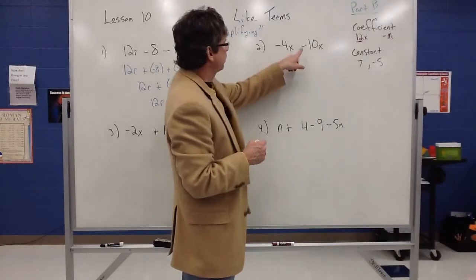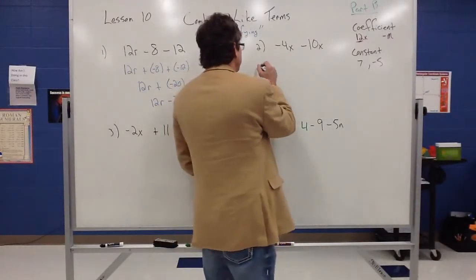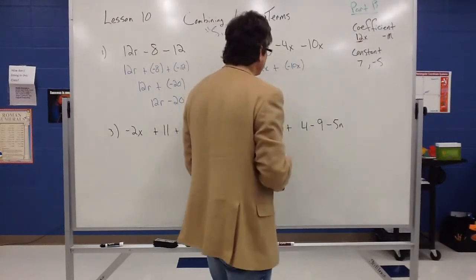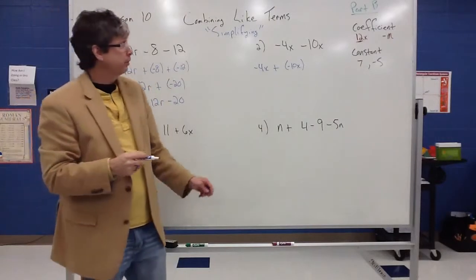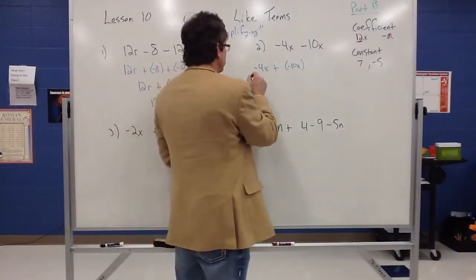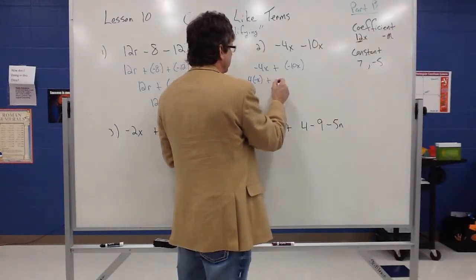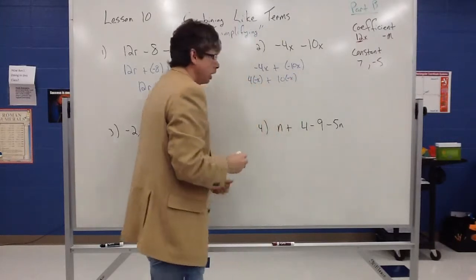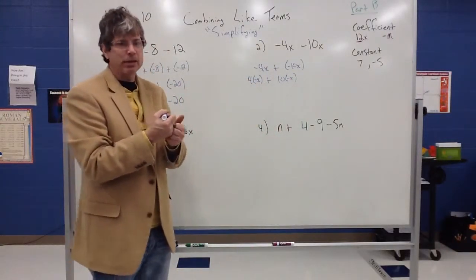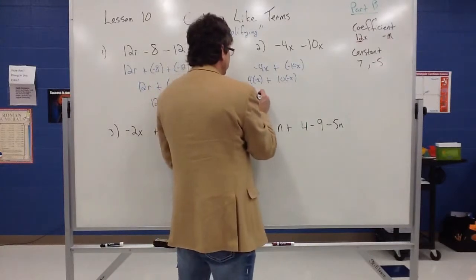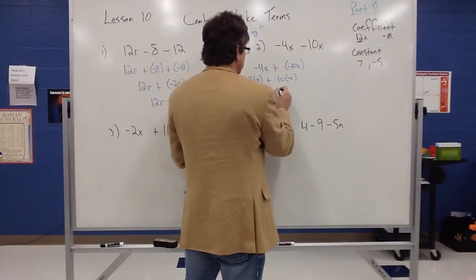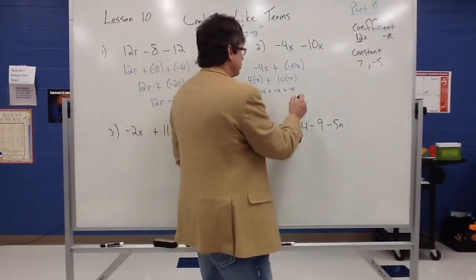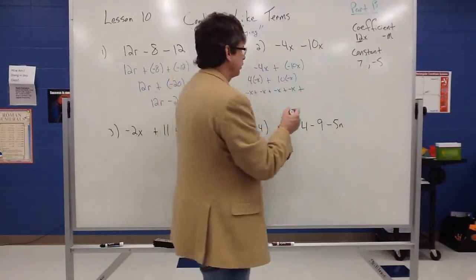So I have -4x minus 10x. Don't forget we can also look at this as -4x and a -10x. Another way to look at this is -4x could mean 4 negative x's, and -10x could mean 10 negative x's. And remember, multiplication represents repeated addition. So this actually means -x plus -x plus -x plus -x, 4 negative x's added together, plus 10 more negative x's.